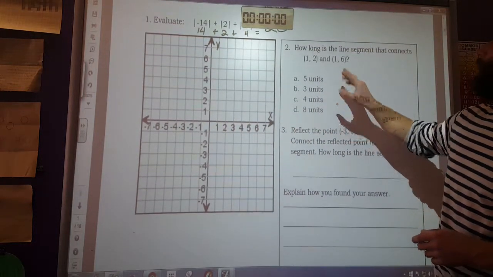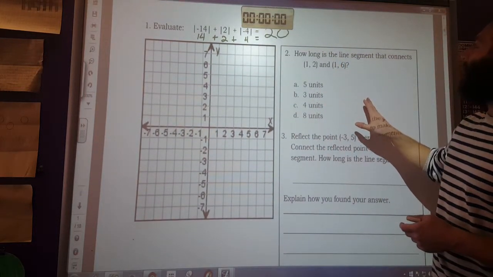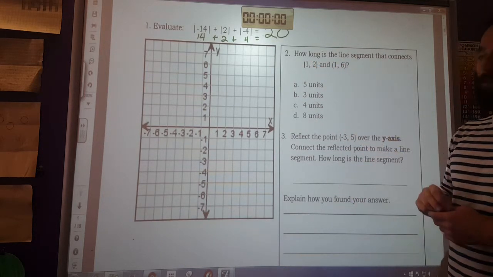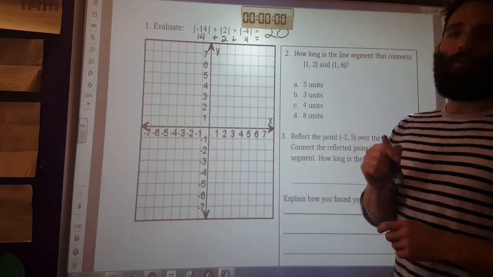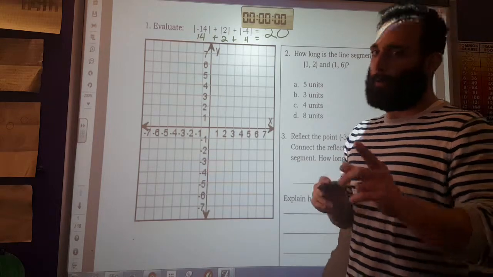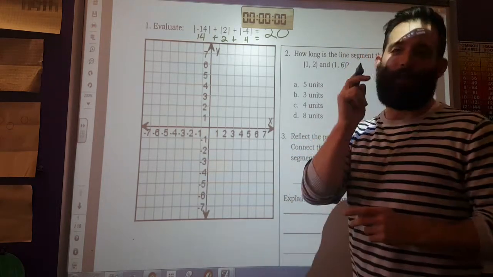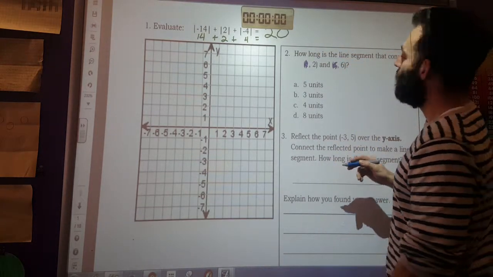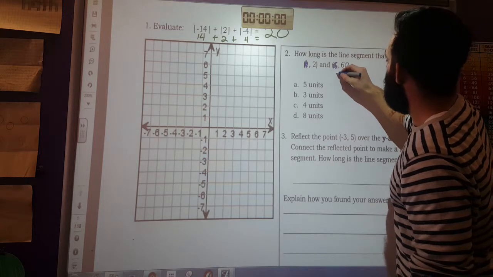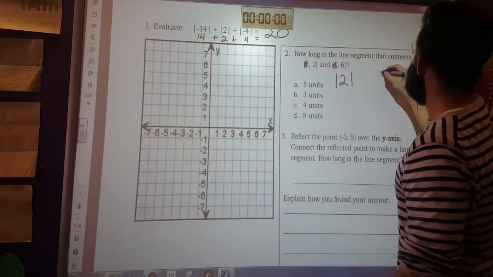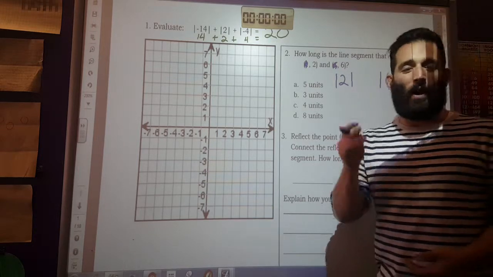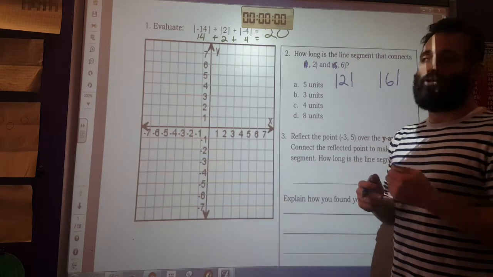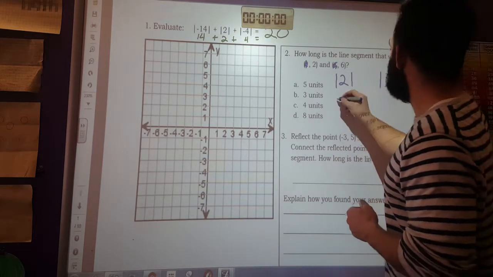Now, question number 2 is asking, how long is the line segment that connects (1, 2) and (1, 6)? Now, you can do this one of two ways. You could plot it on the coordinate plane, but you also know a way to do it with an algorithm. You look for the numbers that they have in common and ignore them. Now you're going to find the absolute value of 2 and the absolute value of 6. Now, same signs, meaning we need to subtract. And we can't subtract 2 and 6, so we're going to change this around.